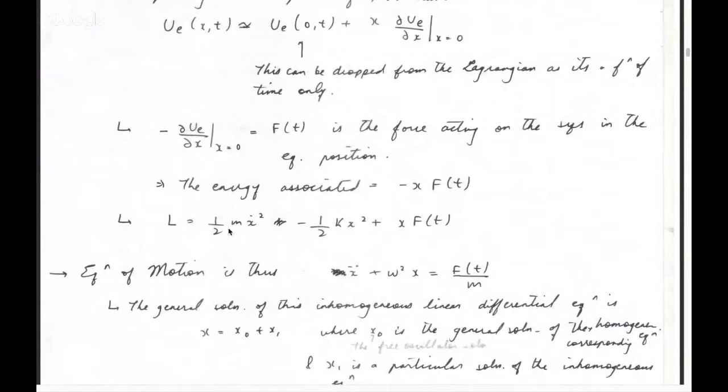Since we assume the oscillation to be weak, we take only terms up to first order. Furthermore, the term depending only on time will not contribute to the equation of motion. Now we call minus dU/dx at x equal to 0 as f of t, and so the energy associated will be minus x times f of t. So the Lagrangian takes this form. The equation of motion for this one will be x double dot plus omega square x equal to f of t by m.